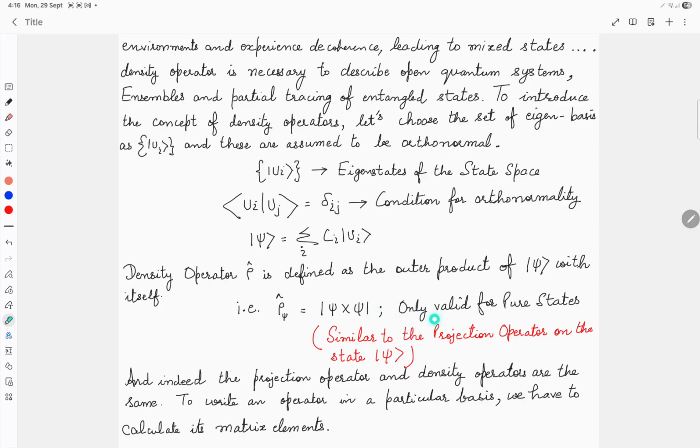So this is valid only for the pure states. Similar to the projection operators on the state ket psi, and indeed, the projection operator and the density operator are the same.